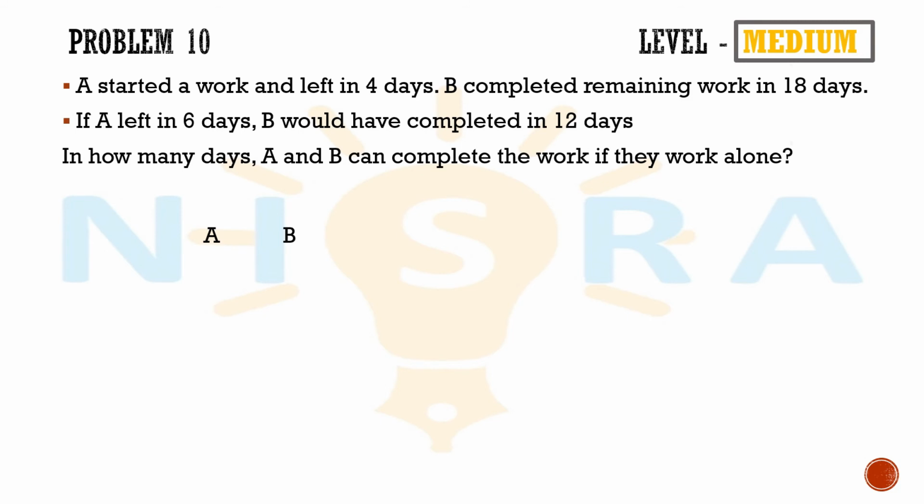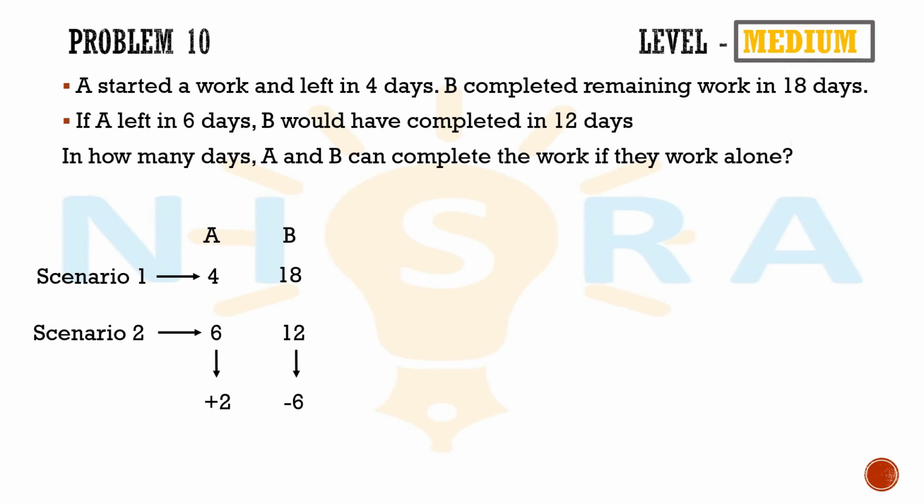So we'll write down the scenarios. So A has left the work after 4 days. So B has completed the remaining work in 18 days. So in scenario 2, A left the work after 6 days. B is able to complete the work in 12 days. So if A works for 2 days more, then the work of B is reduced by 6 days. Hence, we can write A by B is equal to 6 by 2, which can be written as 3 by 1.